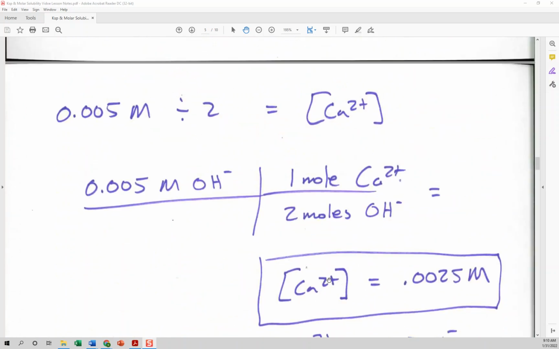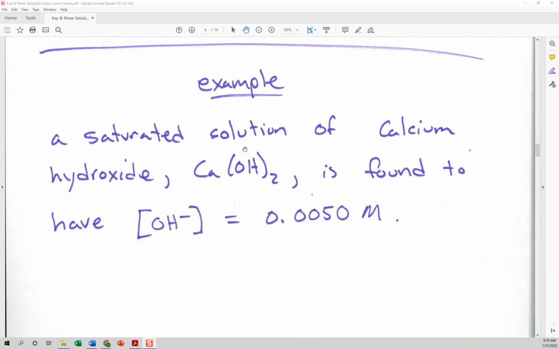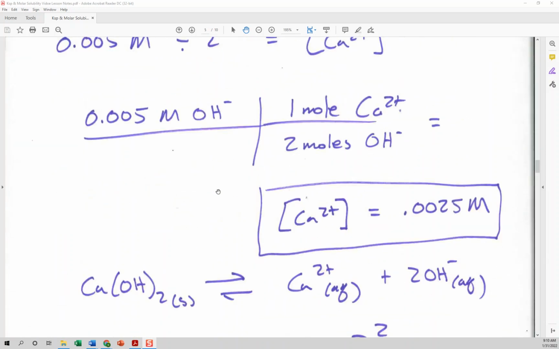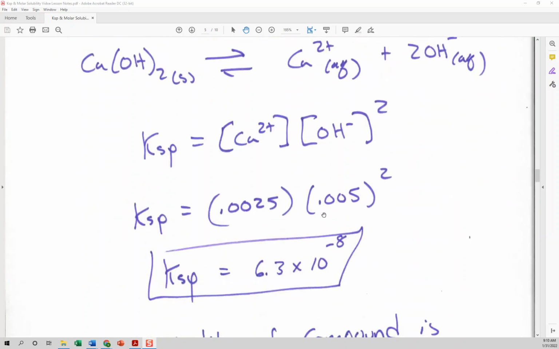It's also the molar solubility of the compound, because whatever the concentration is of this whole compound is the concentration of calcium, because it's a 1-to-1 ratio with calcium. So 0.005 molar is the hydroxide concentration. I can divide by 2 and get the calcium concentration, and I can also recognize that the calcium concentration and the molar solubility are going to be the same number. So that not only is the concentration of calcium, it's the molar solubility of the compound.